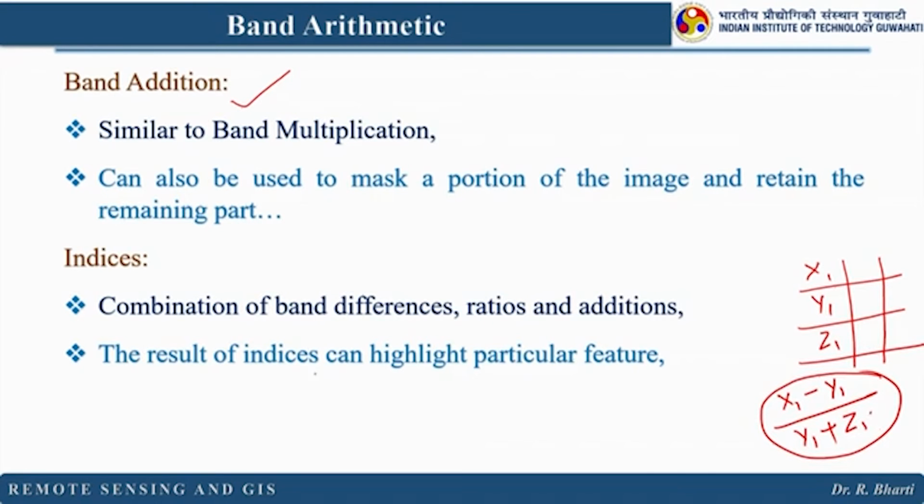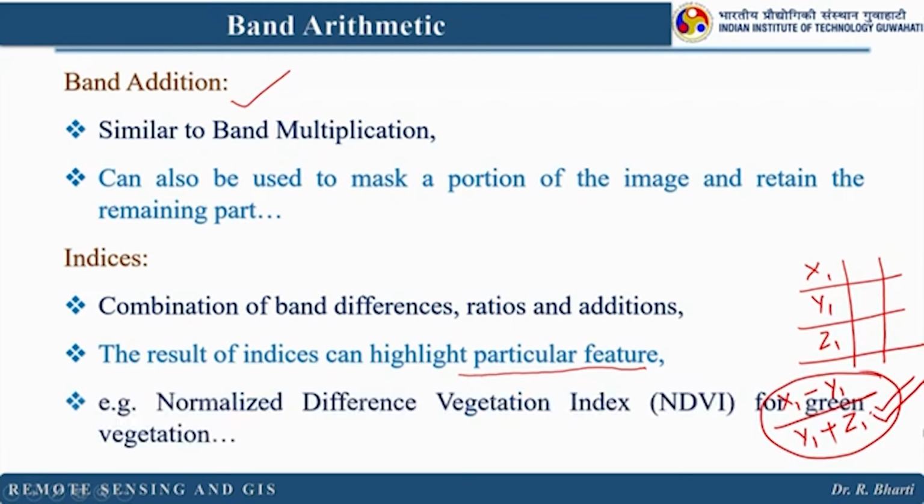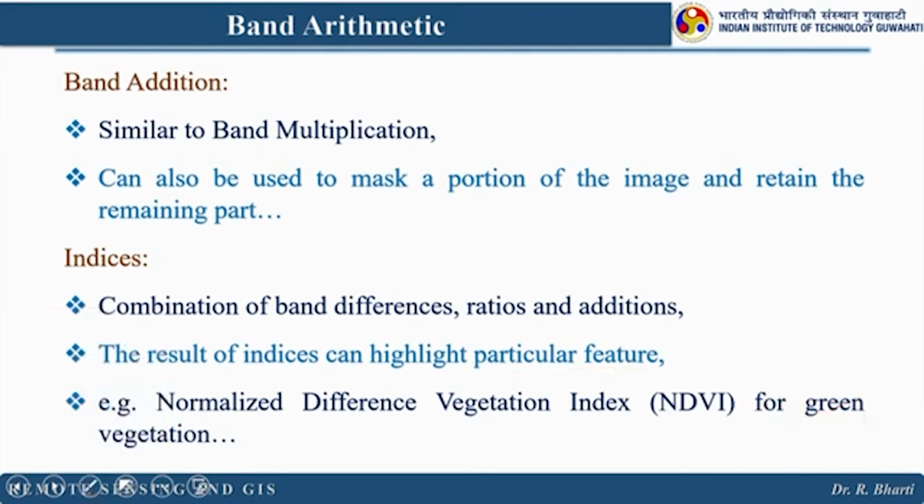The result of indices can highlight a particular feature, based on the logic which you have generated from their spectral response, right. And this is one of the very commonly used indices. This is known as normalized difference vegetation index, and this is for the green vegetation, right.